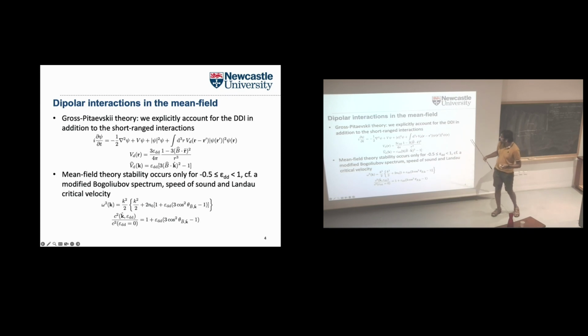And one of the interesting things about dipolar BECs is that because the Bogoliubov spectrum is anisotropic in k, you have a situation where, hopefully you can see it over here at the bottom, for large enough values of epsilon dd, you get a mean field collapse of the system as the dipoles align like so, and then collapse. So you can only have mean field stability when the parameter epsilon dd is between minus 0.5 and 1. But I'll only consider values between 0 and 1 in this talk.